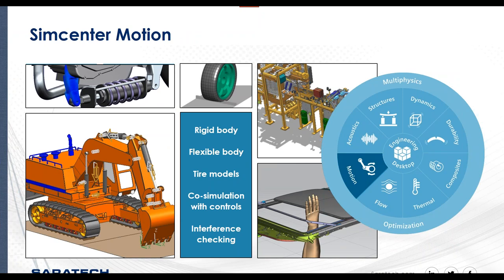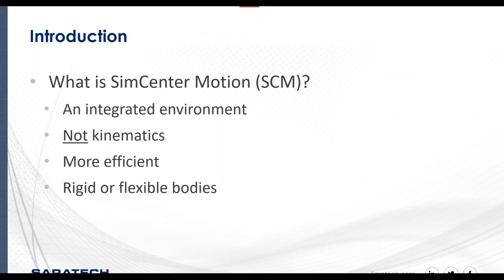Simcenter Motion is part of numerous engineering solutions from Siemens. Specifically, Simcenter Motion is an integrated environment in your NX CAD. It lets you take your designs, your assemblies, and turn them into dynamic motion models. It's not just kinematics. Kinematics is typically just you take your forces and your equations of motion and you define locations and velocities. This tool is more efficient than a dynamic finite element model. And the components can be either rigid or flexible bodies, although today we will just be focusing on rigid bodies to keep things simple.